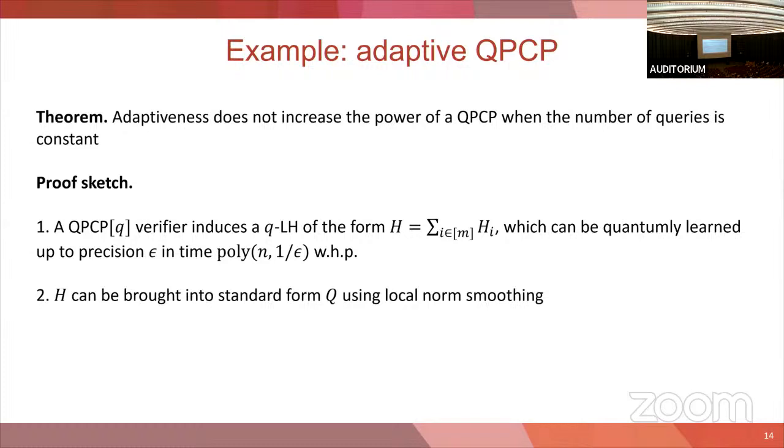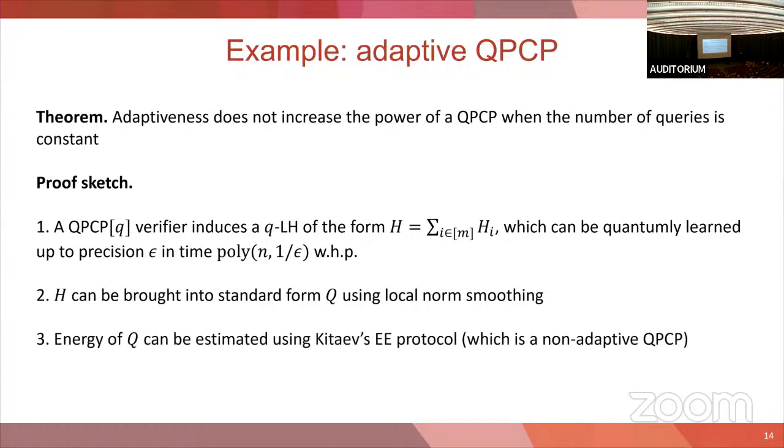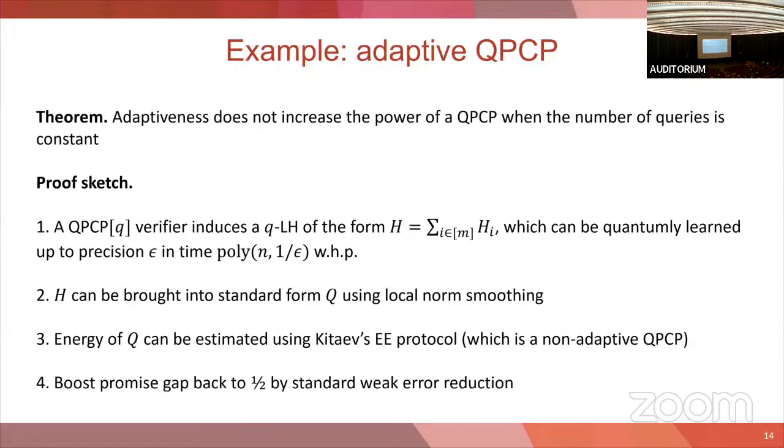Then H can be brought into the standard form using this local norm smoothing. And then we can estimate the energy of Q using Kitaev's energy estimation protocol, which is in fact a non-adaptive QPCP. And then using standard weak error reduction, we can boost the promise gap back to a half or any constant we want, maintaining a constant number of proof queries, albeit a larger constant.